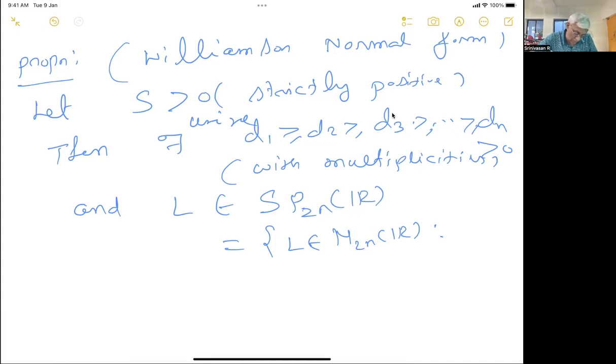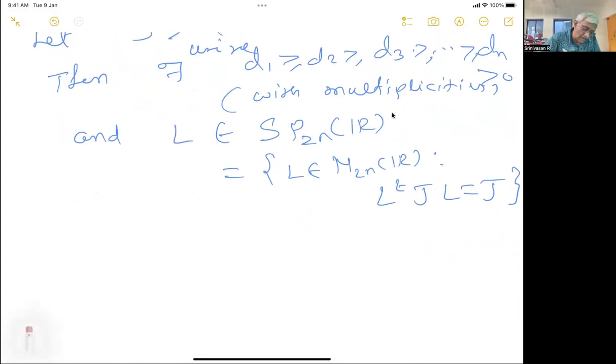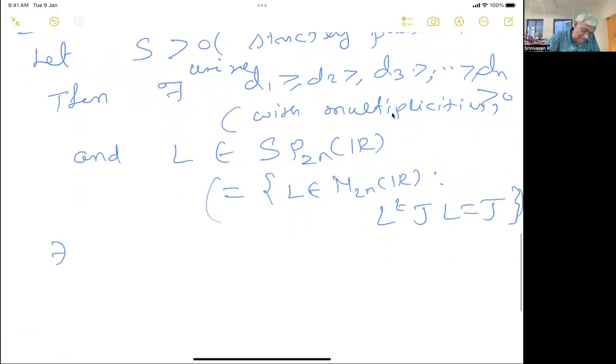That is L transpose J L equal to J. Okay, it satisfies this condition, which is equivalent to what we have seen. So it is all those matrices which satisfy this. Then there exists a symplectic L such that the original operator S equals L transpose times this 2n cross 2n matrix, and these D are n in number. So D 0 0 D. It repeats like this.